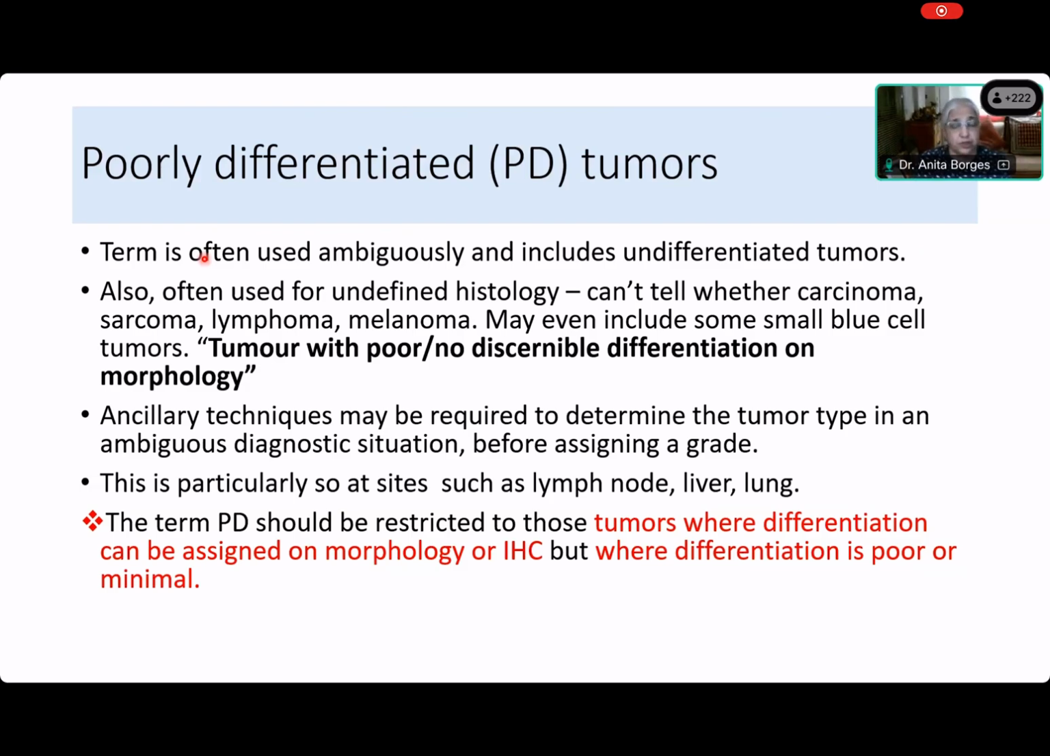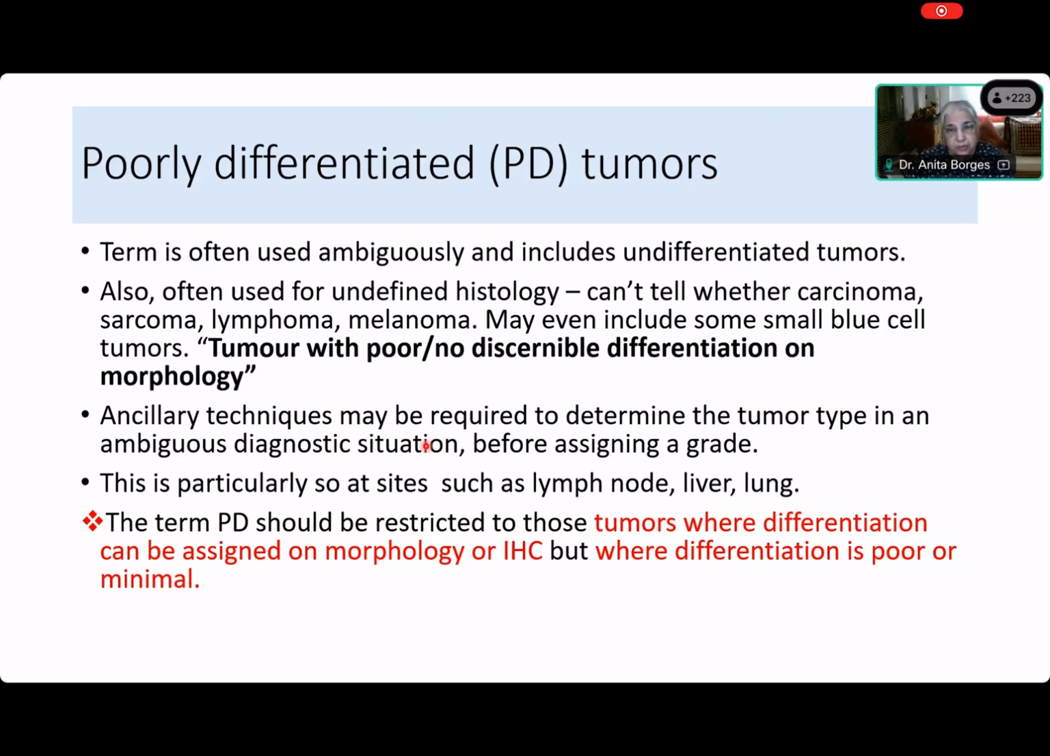It's in your textbooks, it is in articles, in the way that we think. So often, you see I put this in bold: tumor with poor or no discernible differentiation on morphology, which means H and E. So that is what we often refer to as poorly differentiated tumors. It should not be the strict definition. The strict definition I put down in red at the bottom, but this is what we call poorly differentiated in our everyday use of the term. Ancillary techniques like immunohistochemistry, molecular, and other things may be required to determine the tumor type in this ambiguous diagnostic situation. Ambiguous means where we are unable to make a concrete diagnosis, before we assign a grade.